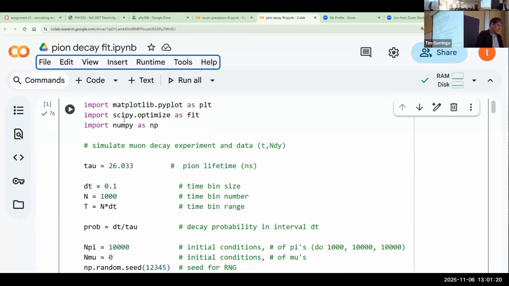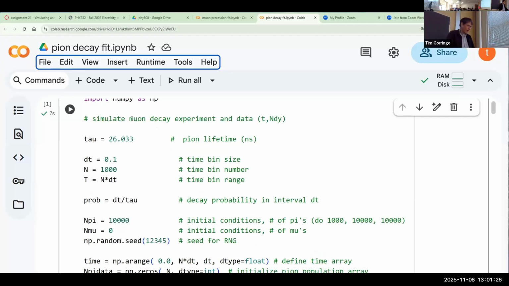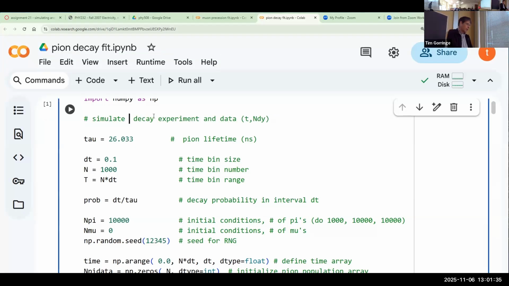Okay, so I'm importing the packages I need for plotting, for fitting, for arrays. And now I'm going to simulate a pion decay experiment, in which I'm simulating a measurement. It's going to be a measurement of the pion lifetime.